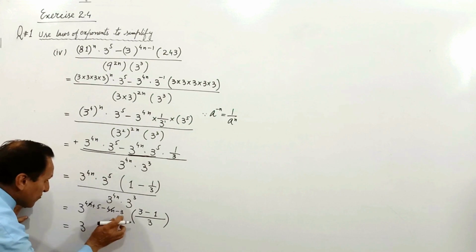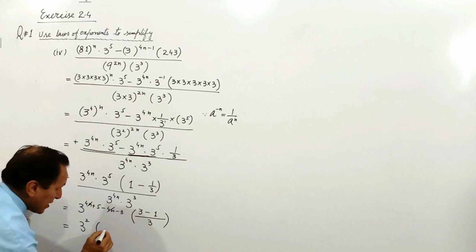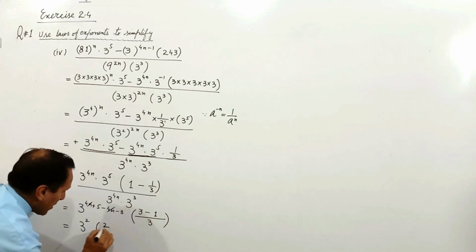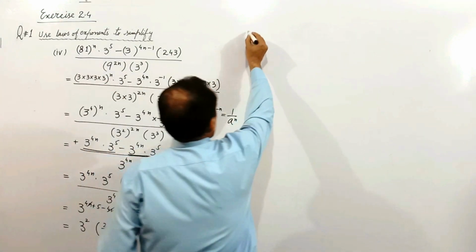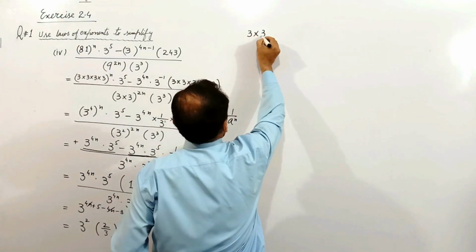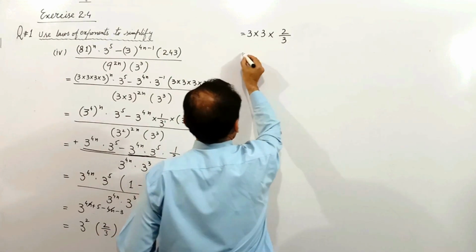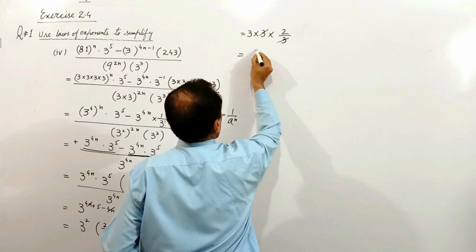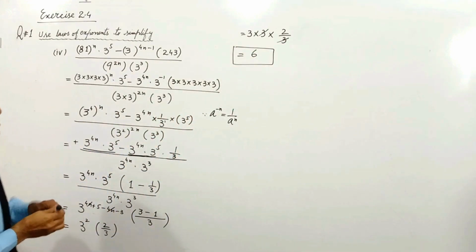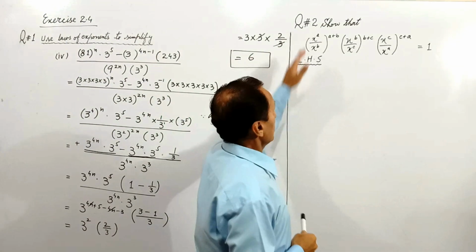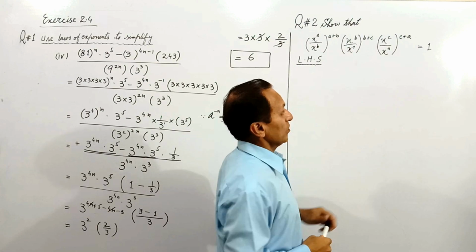3 raised to power 5 minus 3, we get 3 raised to power 2, and in the next part we get 2 by 3. As we know that 3 raised to power 2 means 3 multiply 3 multiply 2 by 3, we open the bracket, 3 cancels by 3, 3 2s are 6, and that is the simplified form of part 4. In question number 2, we have to show that the left hand side is equal to the right hand side.